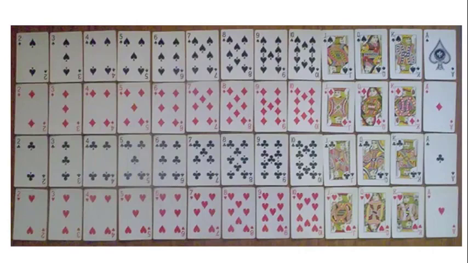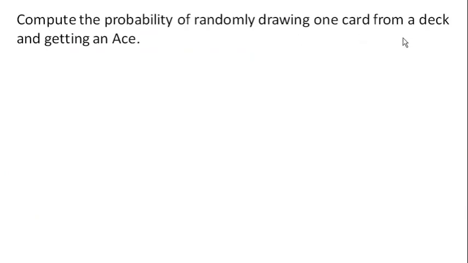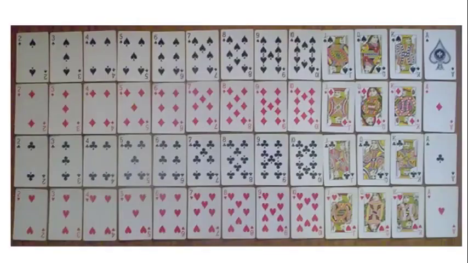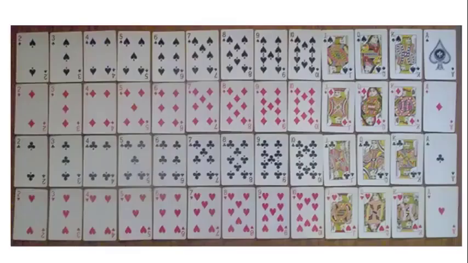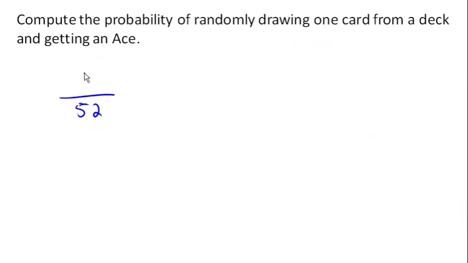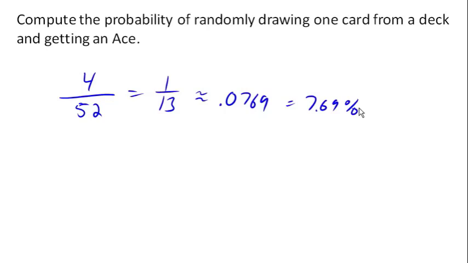So the question was, compute the probability of randomly drawing one card from a deck and getting an ace. Well, again, we will need to say how many ways can that event occur out of all the possibilities. There are 13 different cards for each of four suits, so there are 52 possible cards in the deck. Out of those, how many of them are aces? 1, 2, 3, 4. And so there is a 4 out of 52, or 1/13th, or if you wanted it in decimals, you could say 0.0769, or about 7.69% probability or chance of randomly drawing a card from the deck and getting an ace.